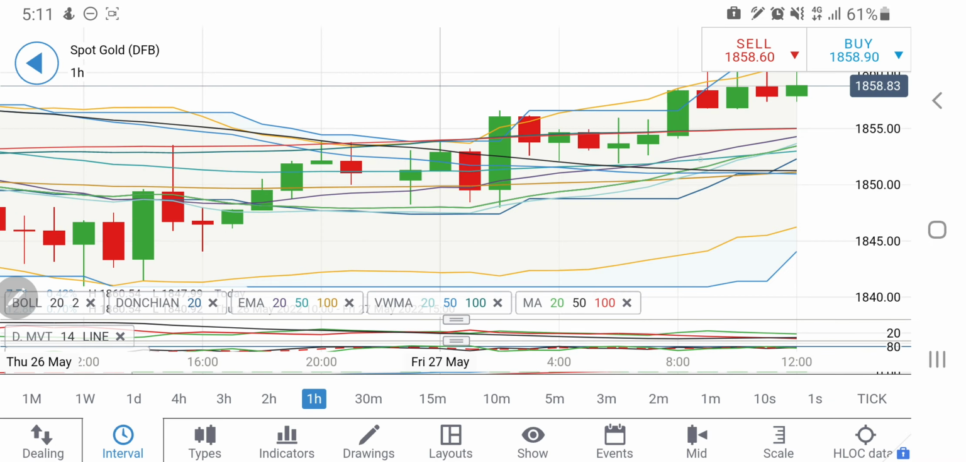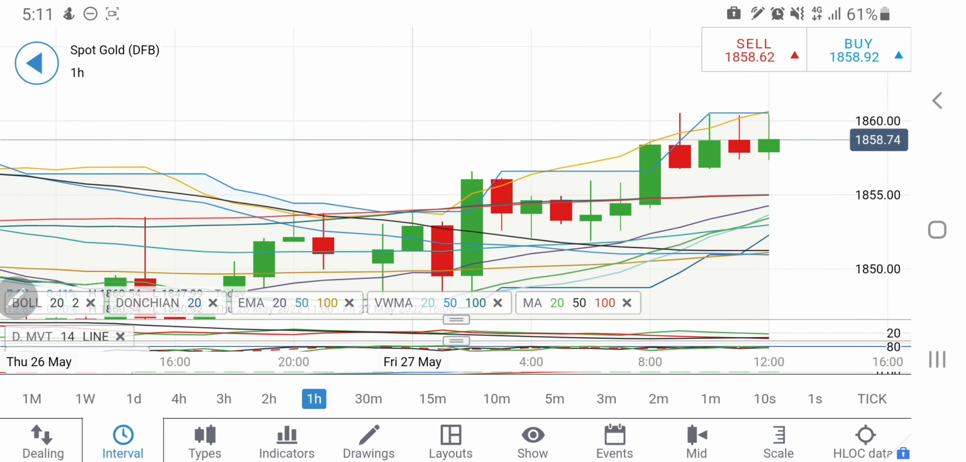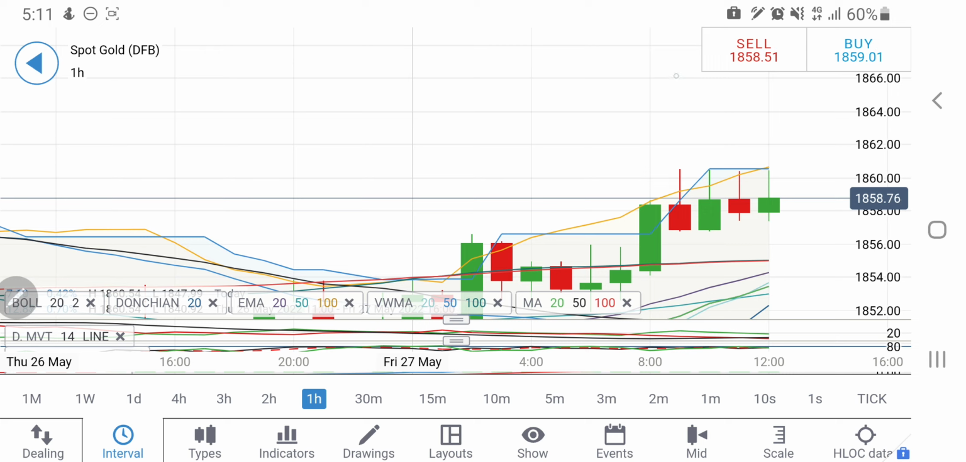Now this is the hourly charts for gold. Let's start the day with gold first. Now look at this. This is the hourly charts, 4 consistent candles getting resistance at 1861 precisely. At the same time, look at the supports here.